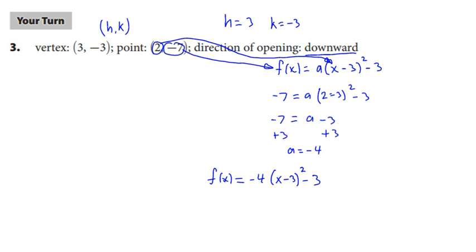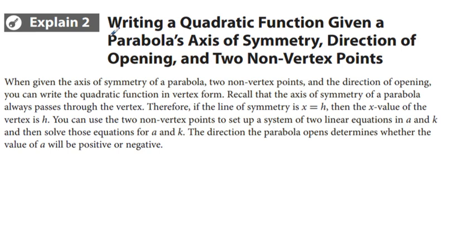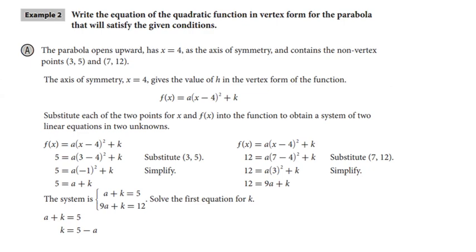Okay, next. Explain writing a quadratic function given the parabola's axis of symmetry, direction of opening, and 2 non-vertex points. This is that scenario B we talked about at the beginning. So here we're given a situation where we have a parabola opening upward, x equals 4 as the axis of symmetry, and it contains the non-vertex points (3, 5) and (7, 12).